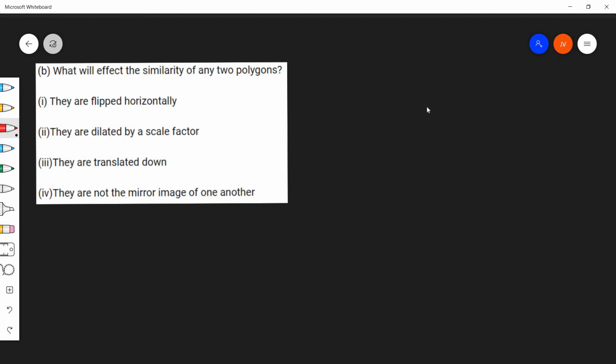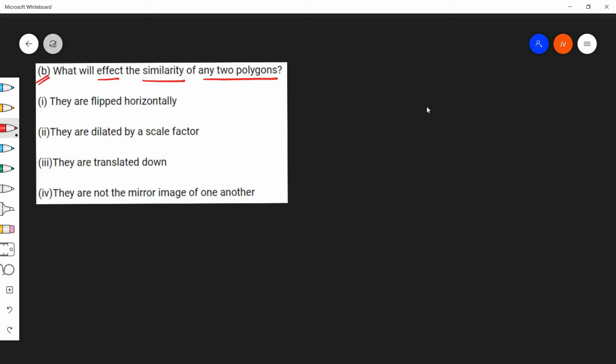Now let us answer the B bit of the case study. The question is, what will affect the similarity of any two polygons? In the case study, the polygon was a triangle. So we can have a triangle in mind while answering this question. In the case study, they said if you rotate, or flip, or reflect, slide or translate, similar triangles remain similar. So that will not affect the similarity.